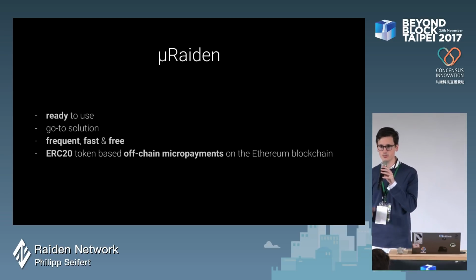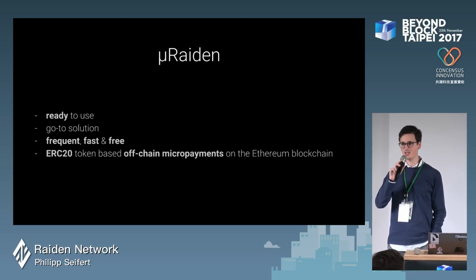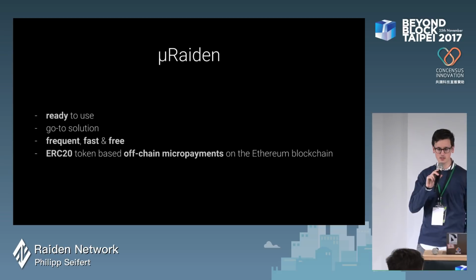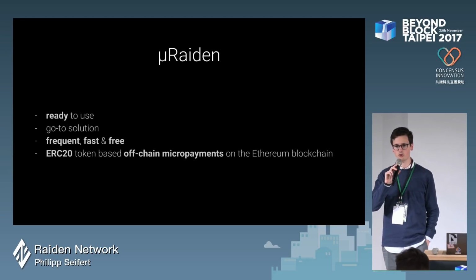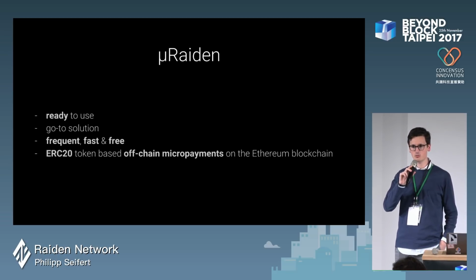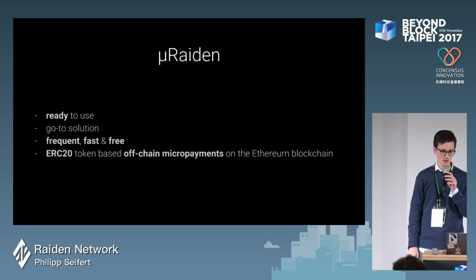So to sum it up, MicroRaiden is ready to use. It will be on the mainnet end of next week. It is the go-to solution for 80% of the use cases for payment channels. Because it isn't as sophisticated as the Raiden Network, because it is a many-to-one setup, it offers fast and free token transfers, and you would basically use it for microtransactions, as we said.